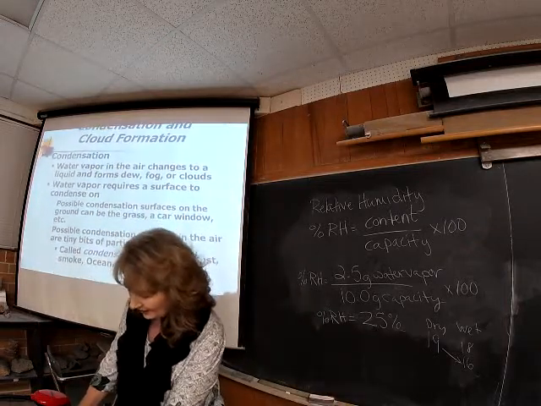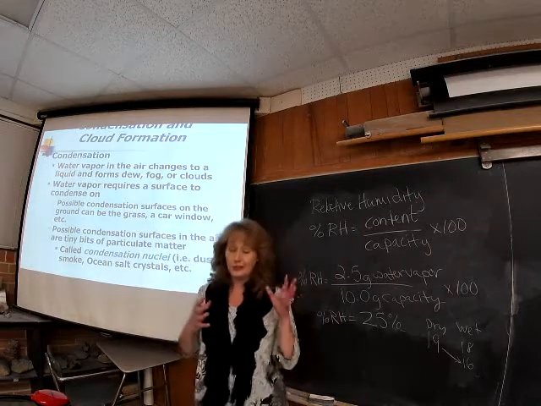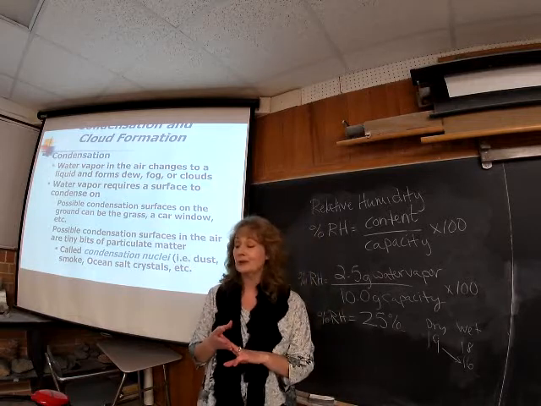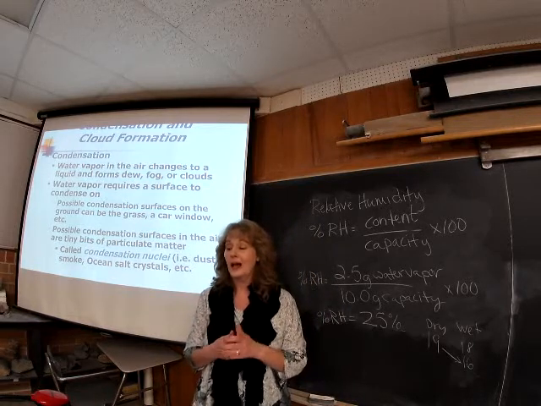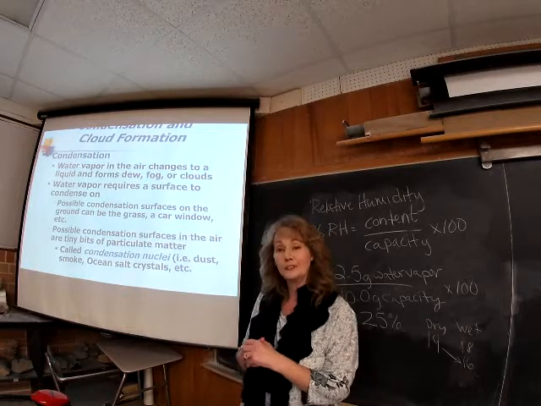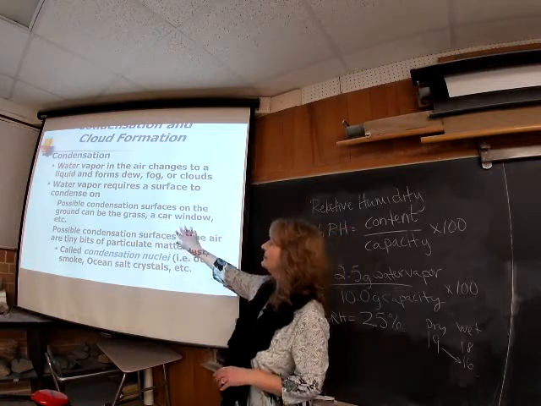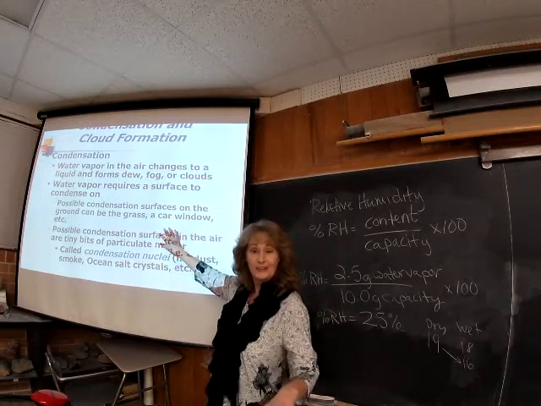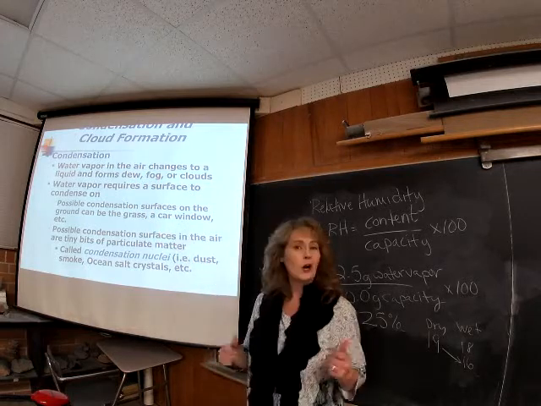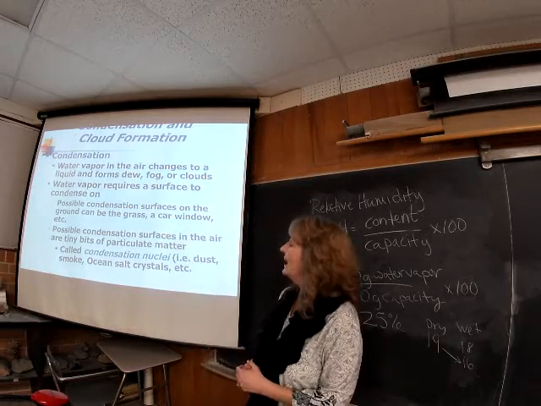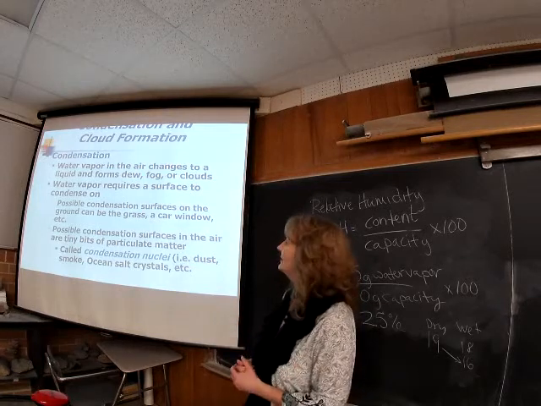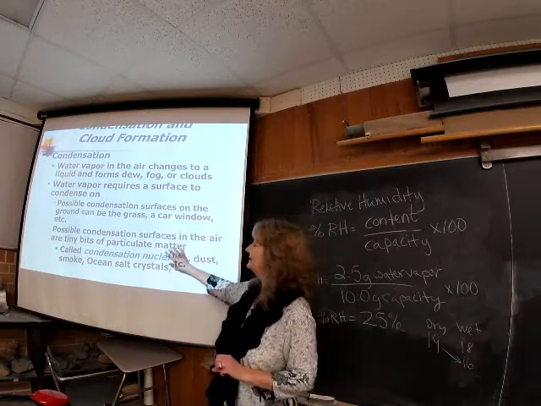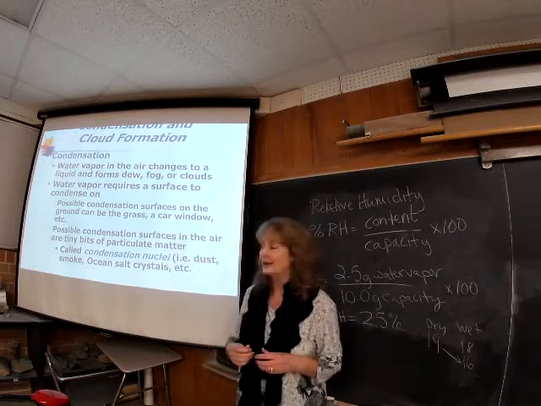So water vapor in the air changes to a liquid, and we form dew, maybe some fog. The little cloud particles will form. We'll get some clouds happening. Water vapor requires a surface to condense on, as I mentioned. Possible condensation surfaces on the ground might be the grass. You wake up in the morning and you see a little dew out on the grass. A car window, you might get some dew on that, but it needs something to condense on. Condensation surfaces in the air are, again, little tiny bits of particulate matter, those little solid aerosols.